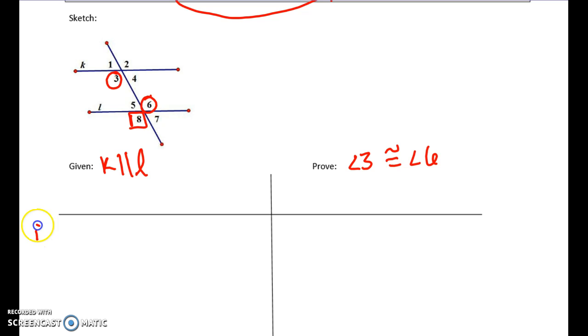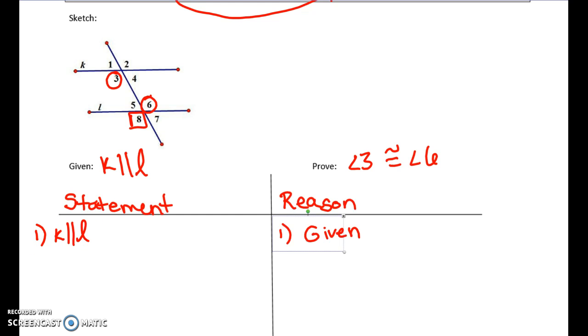So we always start off with our given, K parallel to L, and don't forget to write statement and reason on your table. K parallel to L because it's given to me in the problem. Now, I'm going to look at my relationship with the helper angle and those other two angles. Well, my helper angle and angle 3 have to be congruent. Angle 3 is congruent to angle 8 because we know that corresponding angles are congruent if lines are parallel.